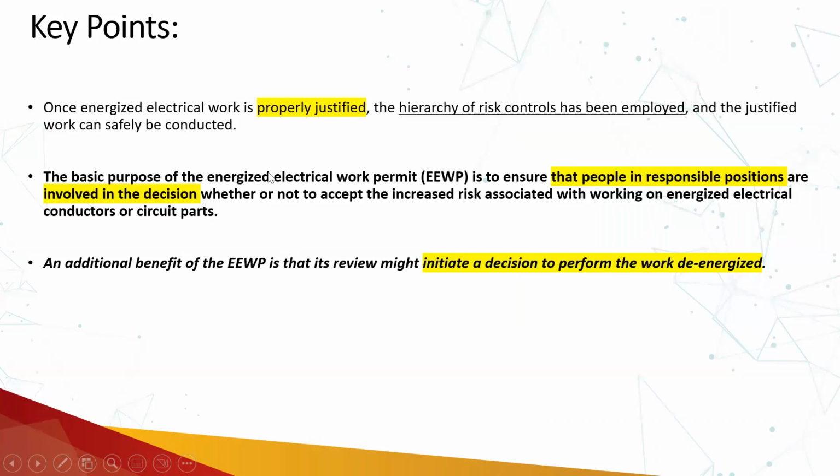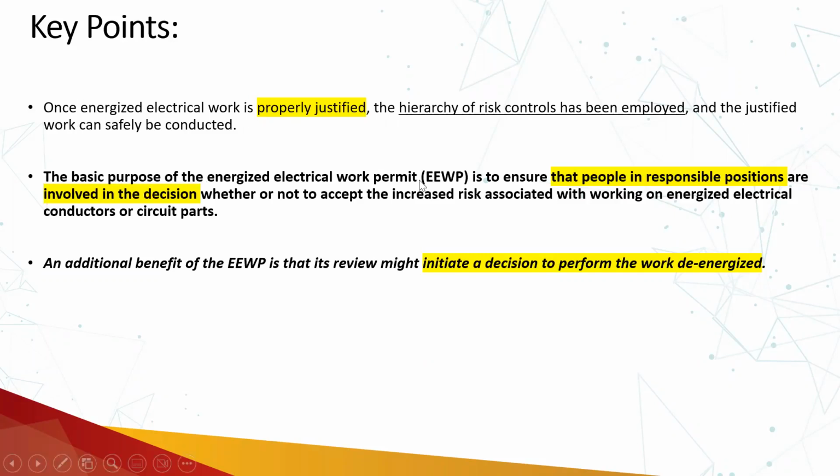Once energized electric work is properly justified, the hierarchy of risk control has been applied. If we are completing an energized electric work permit, and the management has justified or approved it, that means we have applied the hierarchy of risk control. We have looked into the options and found that elimination is not an option, substitution is not an option, and engineering control is not an option. Then we go with awareness, administrative control, and personal protective equipment to complete that particular task.